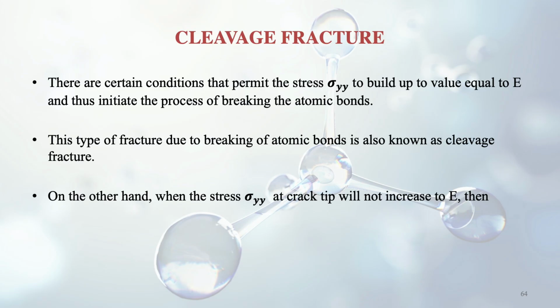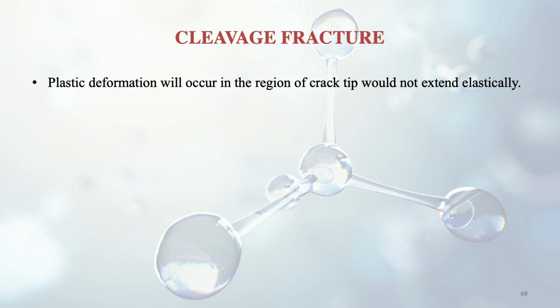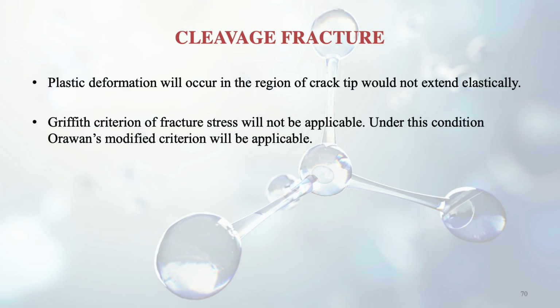Instead of this, if the stress sigma yy at the crack tip does not increase to E, then what can we say? We can say that the material is inherently tougher and the temperature is high and the crack has been stopped before this atomic bond breakage, and there is no cleavage fracture. Plastic deformation will occur in the region of the crack tip, and that would not extend elastically. Griffith criteria of fracture stress will not be applicable in such a case. Under this condition, Orowan's modified criteria will be applicable, whenever sigma y is not reaching up to the value E.